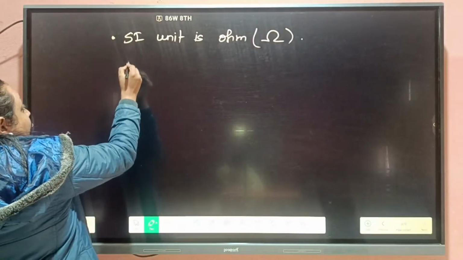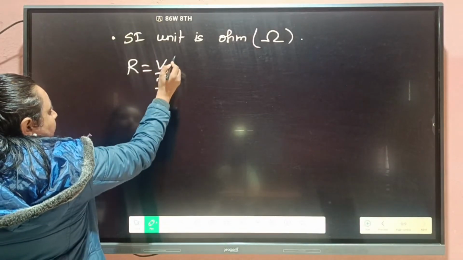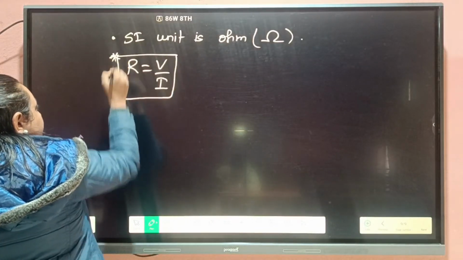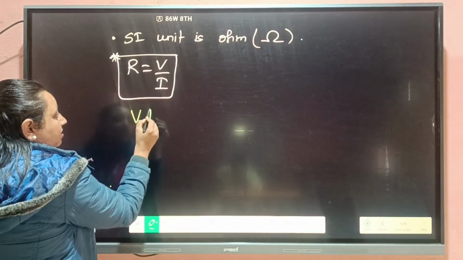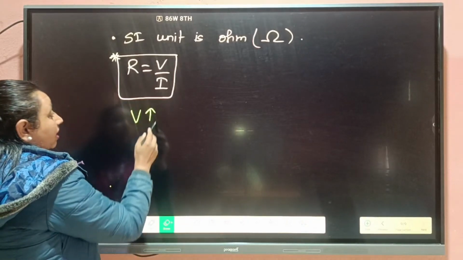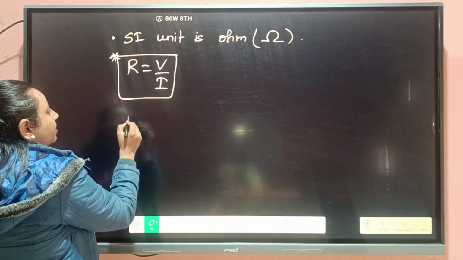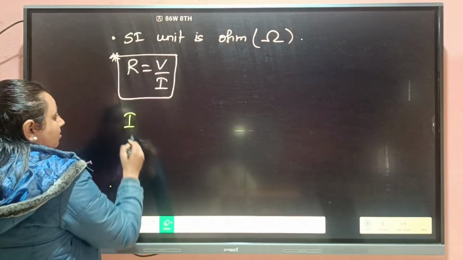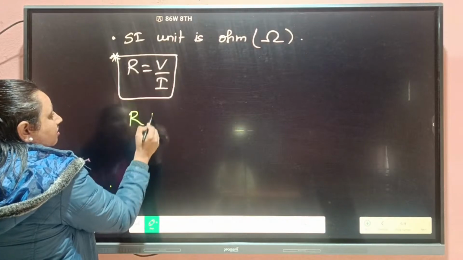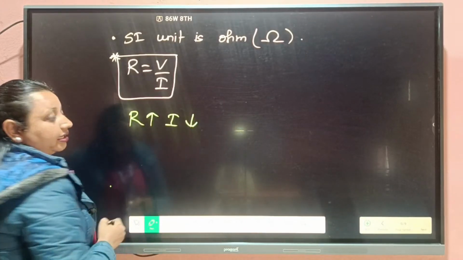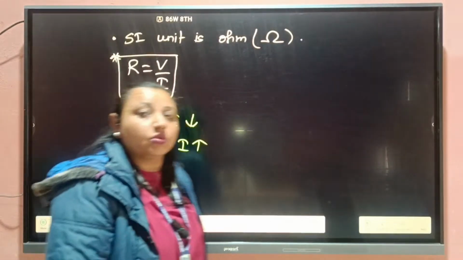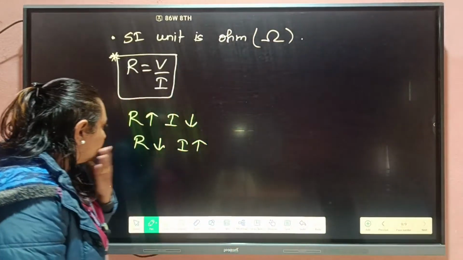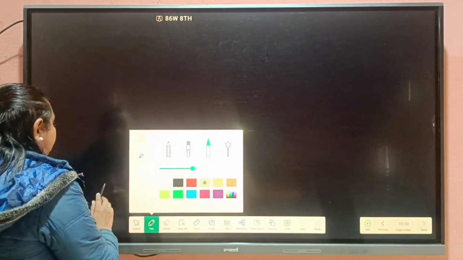Next we have, so what is the relation? R is equals to V upon I. From this relation, we can say that R has a direct relation with V, that means potential difference. If we increase the potential difference, that means R also increases. But the resistance have the inverse relation with I. If we increase the resistance, then current through the conductors decreases. If we decrease the resistance, current increases. So there is an inverse relation of current with the resistance, right? Next, what are the different factors on which the resistance of a conductor depends?